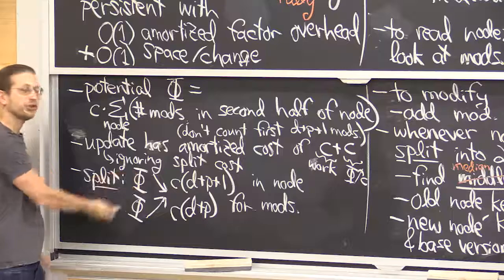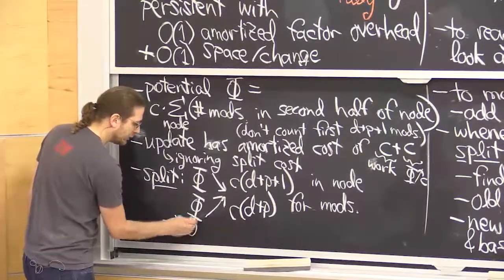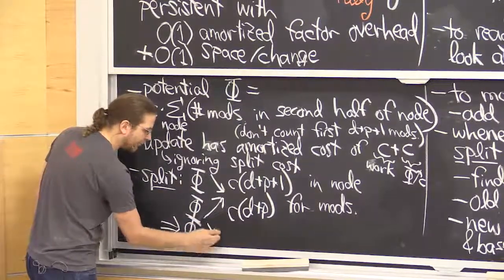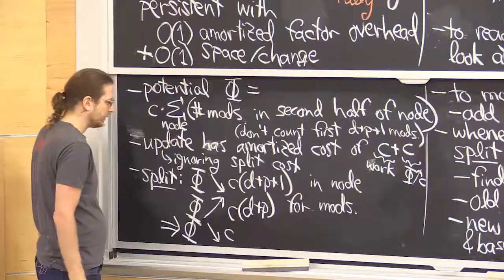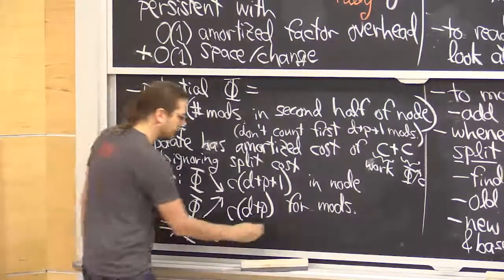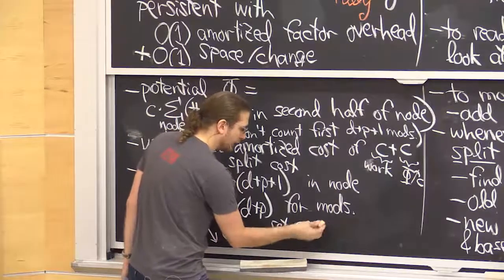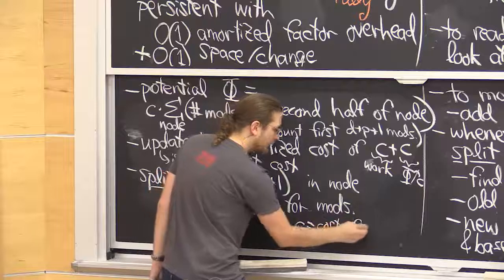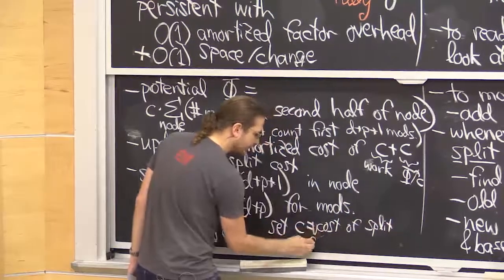And so the actual change of potential is the sum of these two changes. So in aggregate, we get that total potential goes down by c. Nice. That's good. We set c to the cost of a split, the actual cost, let's say.